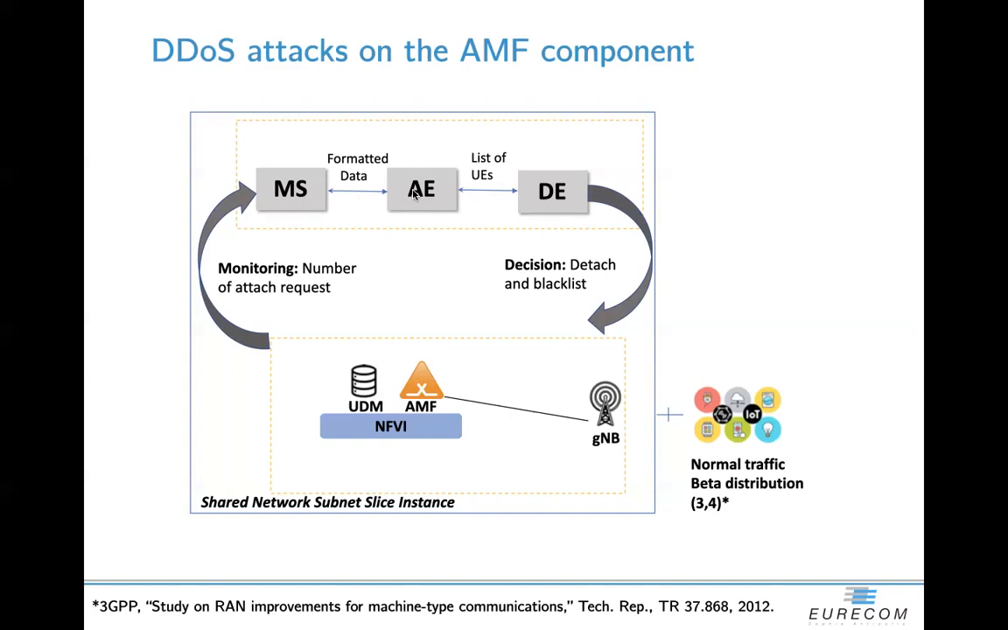Abnormal traffic means that there is an attack ongoing on this AMF, which is the authentication and mobility function of 5G. Then the analytical engine will generate a list of UEs suspected to be malicious. Then the decision engine will do the mitigation by detaching these UEs and blacklisting them. So the information will be enforced through the AMF in order to detach the concerned UEs and blacklist them.